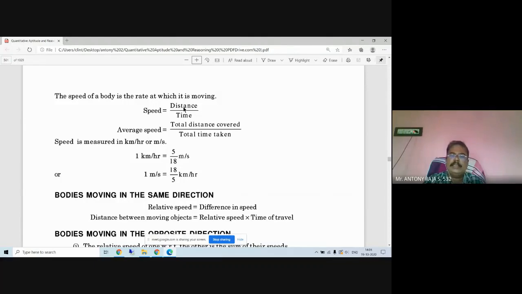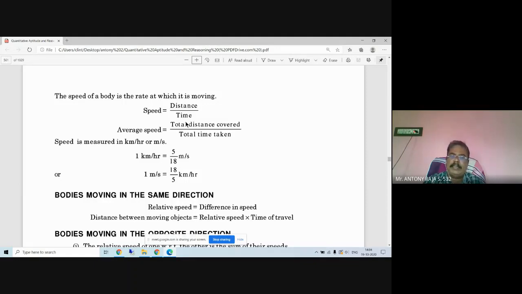Distance is expressed in terms of meter, distance traveled, meter. Time is in terms of second. You put S only, don't write SEC. In SI unit, the time unit is S, second. Do not write SEC. That is wrong. SI unit is S only. So meter per second.